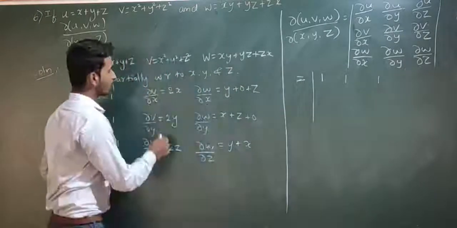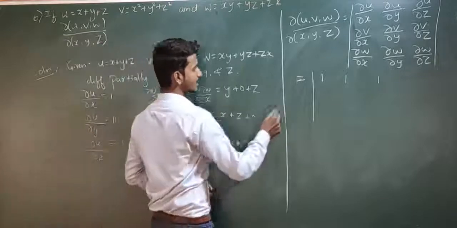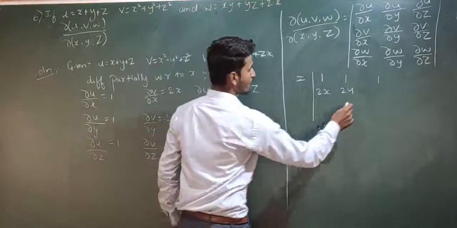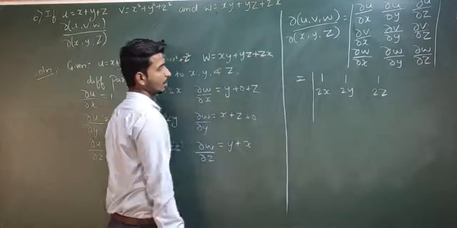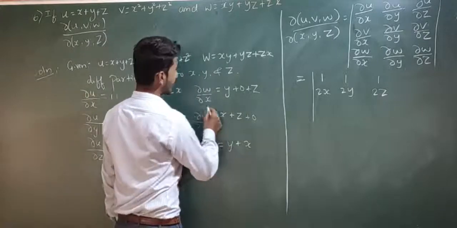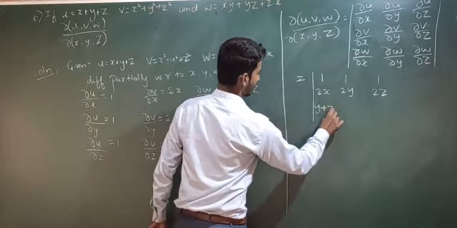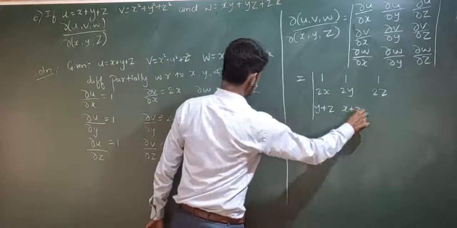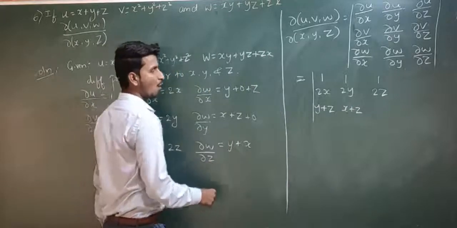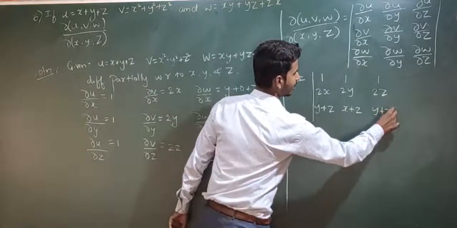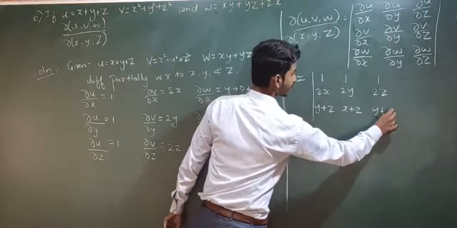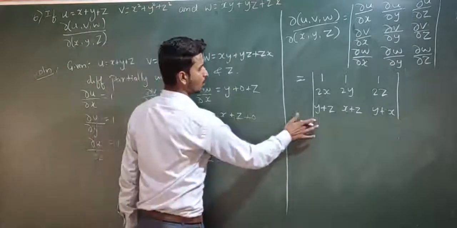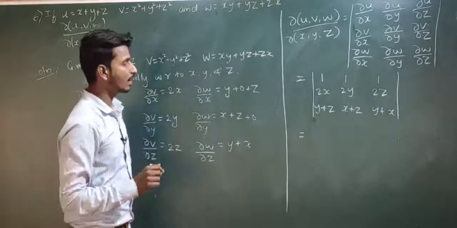Next, ∂v/∂x value is 2x. Next, this value is 2y, and ∂v/∂z is 2z. And next, ∂w/∂x, that is y plus z, and ∂w/∂y is x plus z, and lastly ∂w/∂z is y plus x. This is about the determinant values. Now we have to solve the determinant.